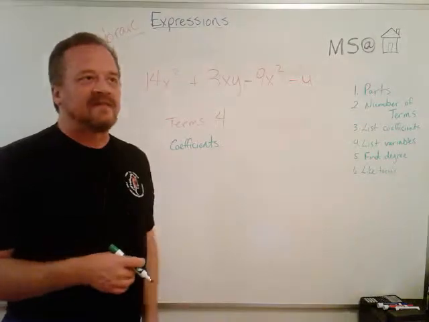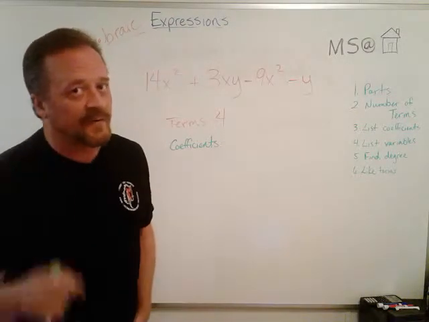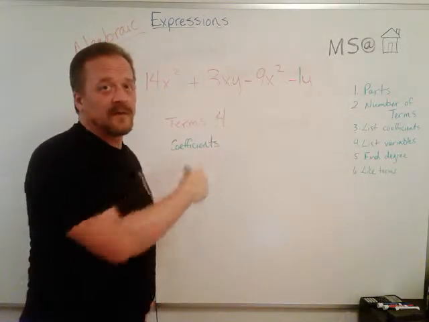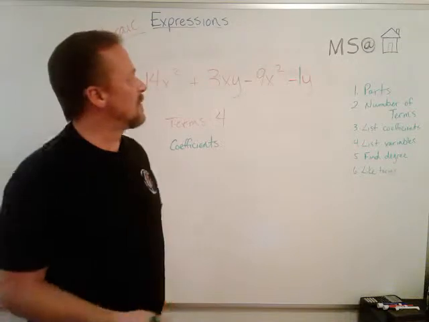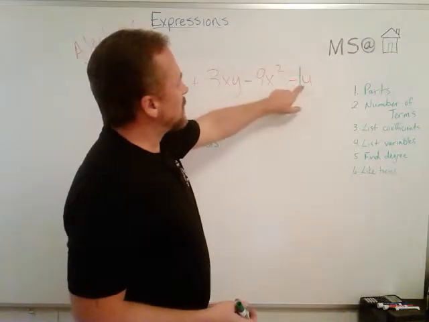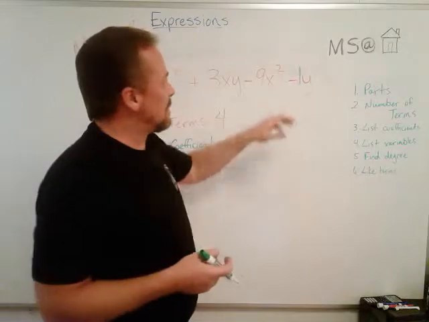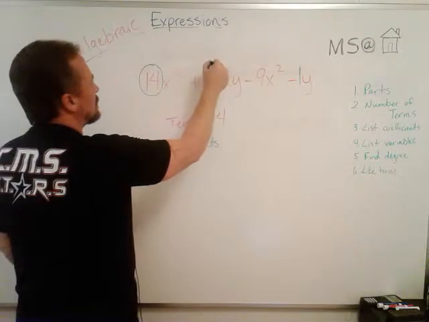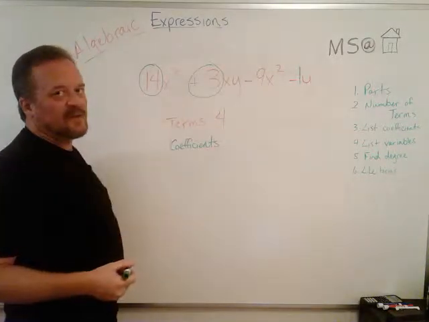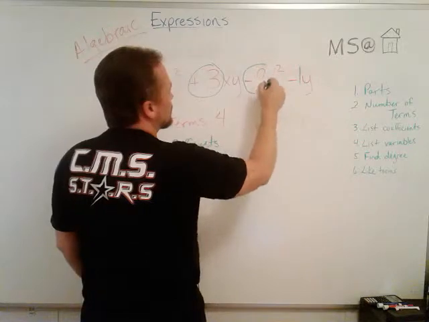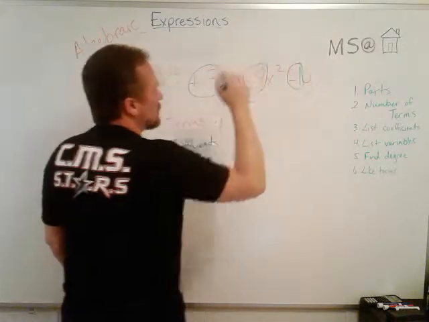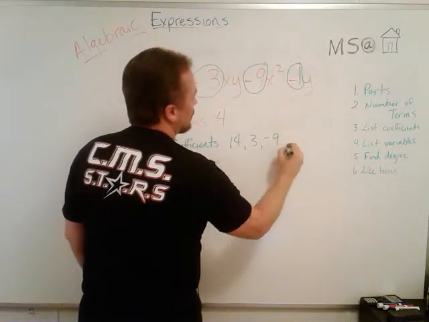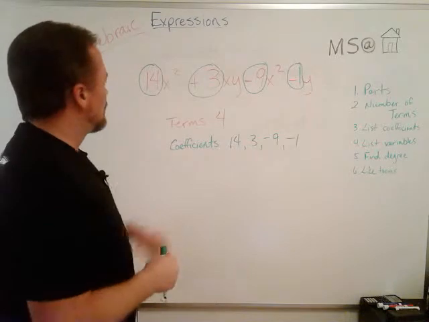Anytime you see a variable that doesn't have a coefficient, here's something to remember. There's automatically a 1 here. And you can totally write that, because it is there, it just doesn't always show up. So there's a 1 stuck to that y, and in this case, since it's a minus sign, this is a -1. So here's a coefficient, here's a coefficient, keep the sign to the left, here's a coefficient, and here's a coefficient. I'm going to list them: 14, 3, -9, -1. So there are 4 coefficients for those 4 terms.